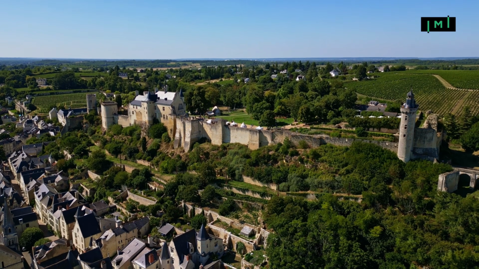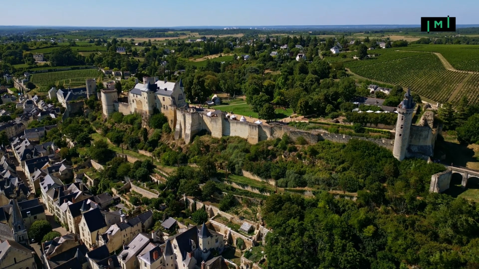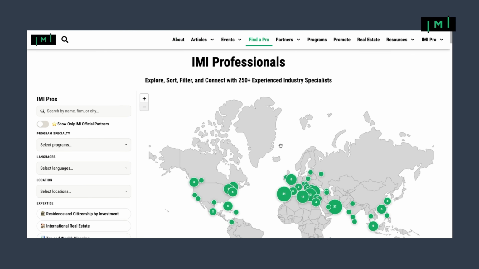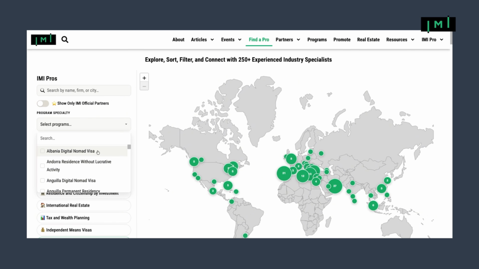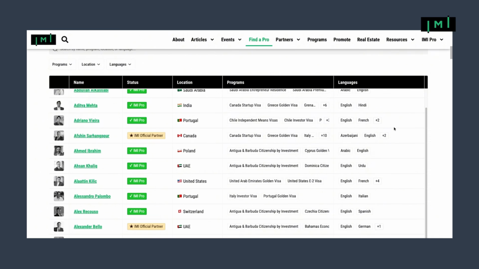If you're serious about implementing this, work with specialists who understand both the legal and tax implications across jurisdictions. IMI's expert directory lists vetted firms and individuals by speciality, program focus, language, and region.